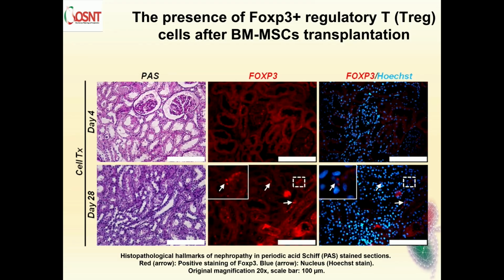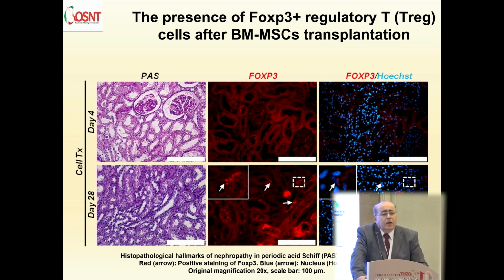So how can we explain this capability of these unique cells, mesenchymal stem cells? One of the things that is very important, especially, is the presence of FOXP3 positive regulatory T cells. Regulatory T cells, or Treg, will be stimulated after the injection of a bone marrow-derived mesenchymal stem cell. So these Treg cells will contain this FOXP3.